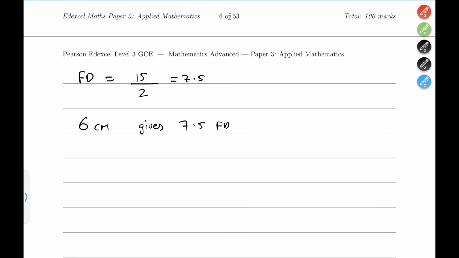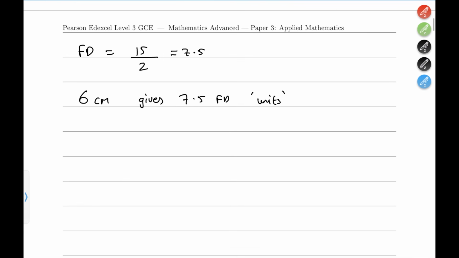So 6 centimeters gives 7.5 frequency density. I'm going to put units here because obviously in an exam you won't write that, but it's just as an explanation. You can think about it as 7.5 frequency density units. So if we think about one frequency density unit, we just divide by 7.5. So we do 6 over 7.5, which gives us 0.8. So 0.8 centimeters gives 1 frequency density unit.